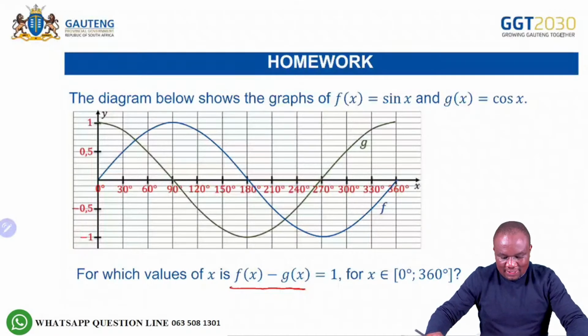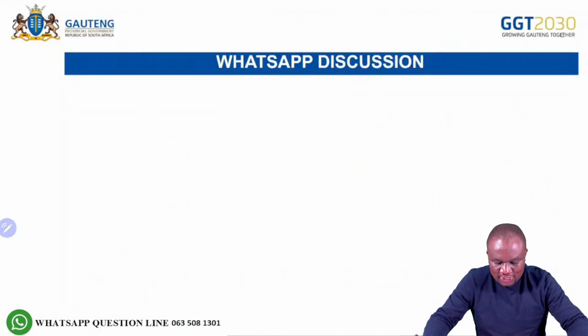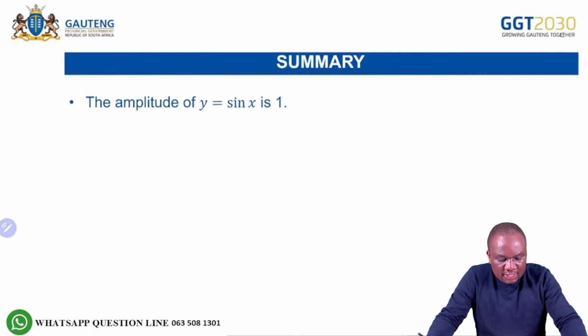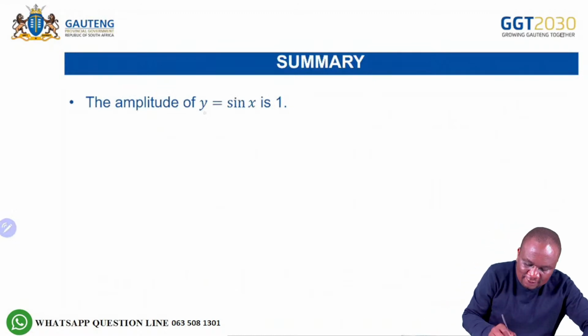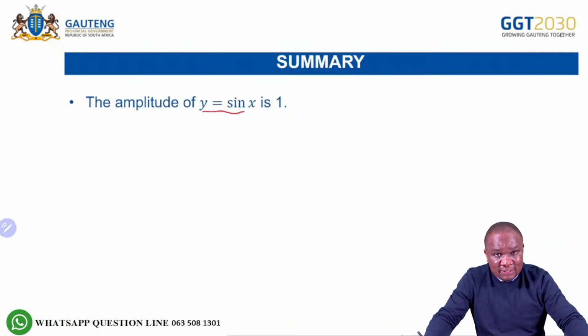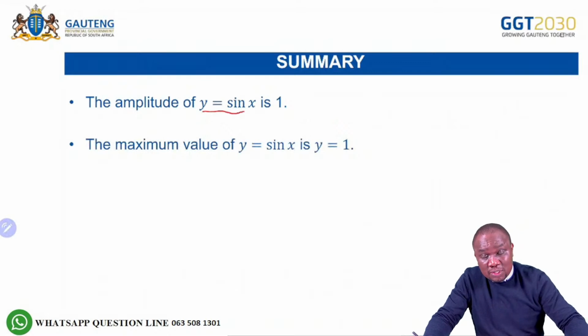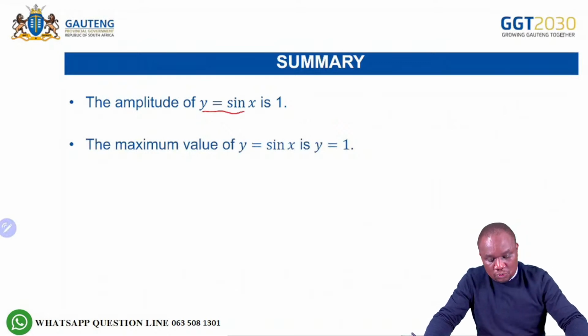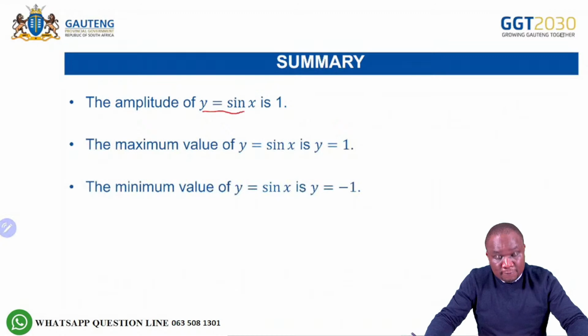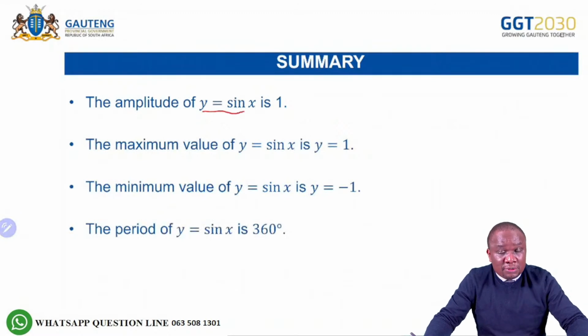Right, welcome back, grade 10s. Let's just summarize our lesson. We say that the amplitude of the graph y is equal to sine x is 1. Don't forget that. The maximum value of y is equal to sine x is y is equal to 1. And then the minimum value for y is equal to sine x is at y is equal to -1. And then the period of y is equal to sine x is 360 degrees.